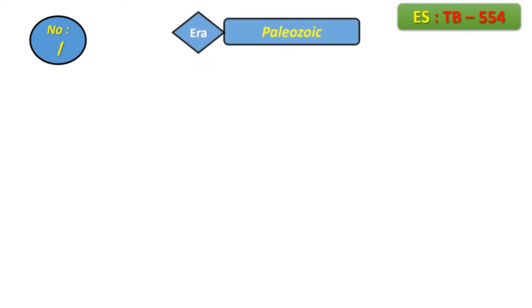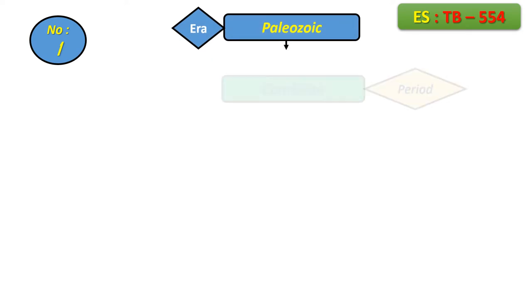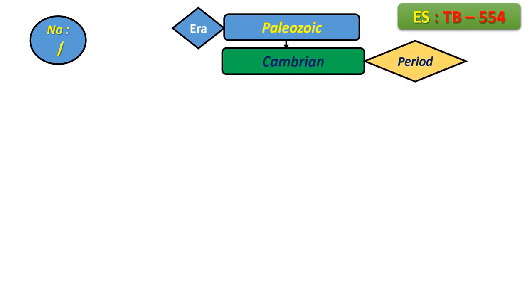After Precambrian time, the Paleozoic era started. Now let us check the Paleozoic era and the periods included in that era. The Paleozoic era starts with the Cambrian period around 542 million years ago.